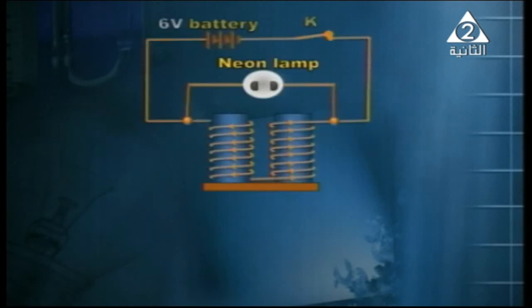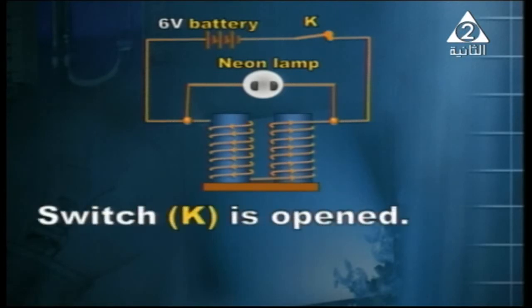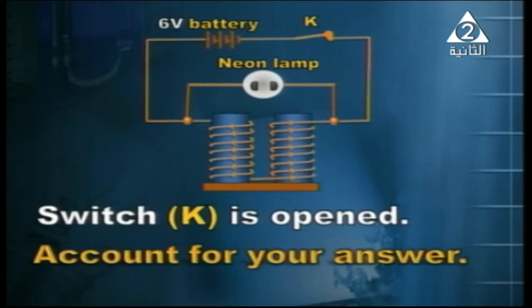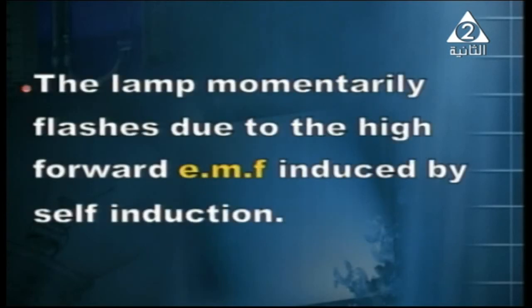Another type of questions: what happens when, in front of you, we've got a circuit that contains a 6-volt battery, switch, and electromagnet. Across the ends of this electromagnet we've got a neon lamp. What happens when the switch is opened? You have to justify your answer. Actually, the lamp momentarily flashes due to the high forward EMF induced by self-induction.